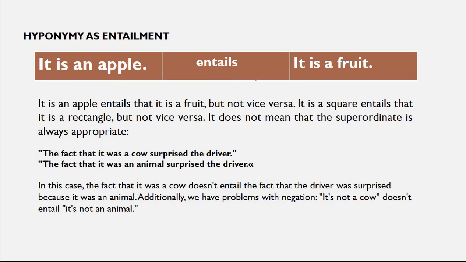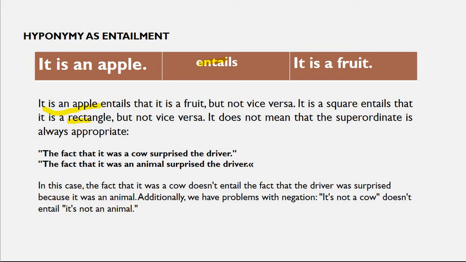Hyponyms as entailment. So it is an apple entails it is a fruit. Entails, you remember, we call it gerektirmek, gerektiren çıkarım actually. So this sentence, it is an apple, entails that it is a fruit, but not vice versa. It is a square entails that it is a rectangle, but not vice versa, because not every rectangle is a square. It can be another shape also, which has four, let's say, corners.